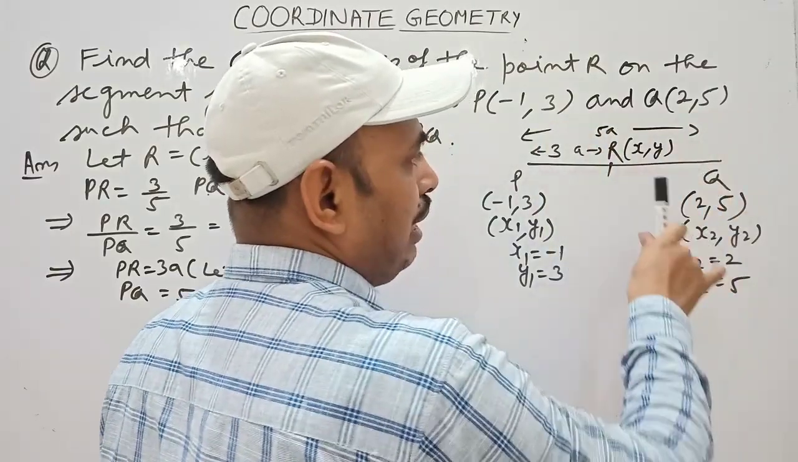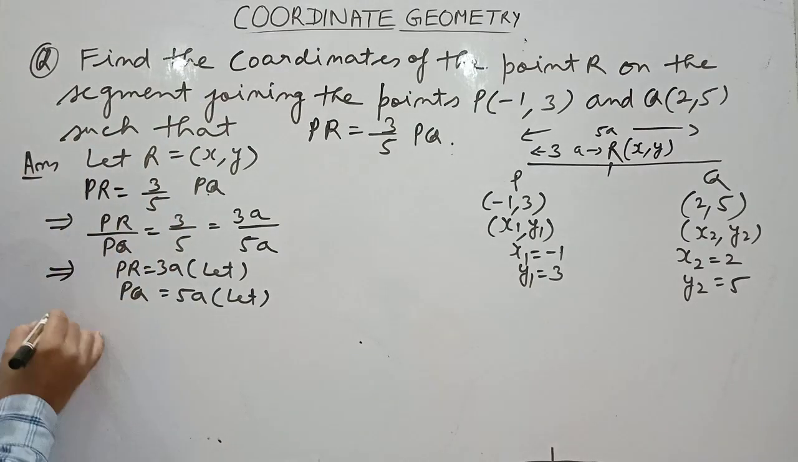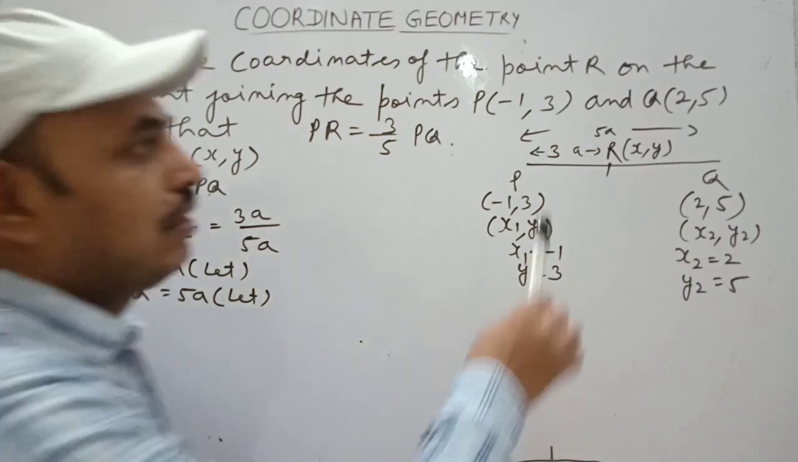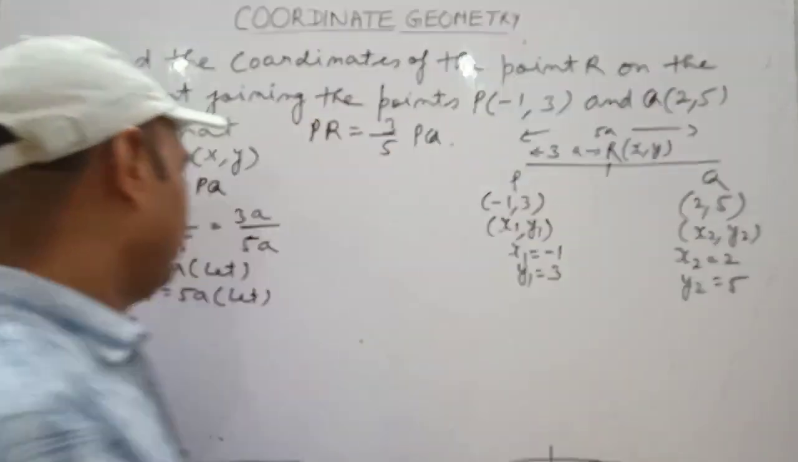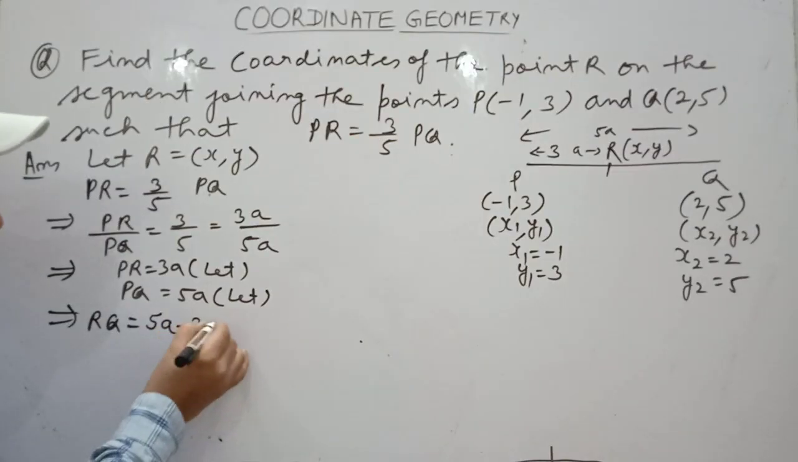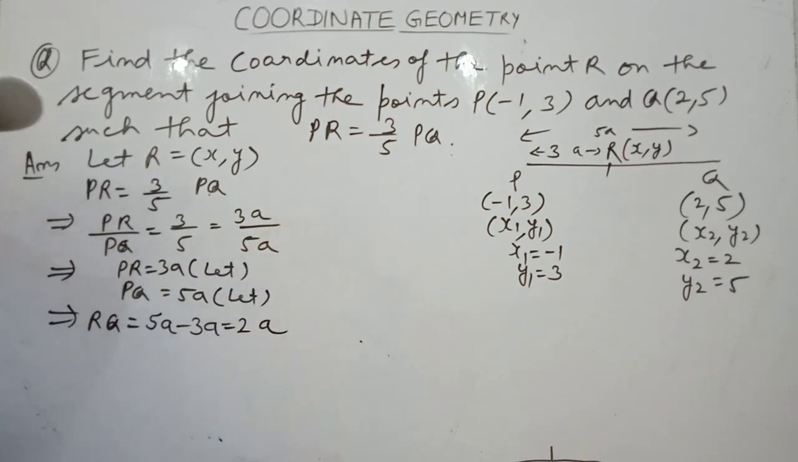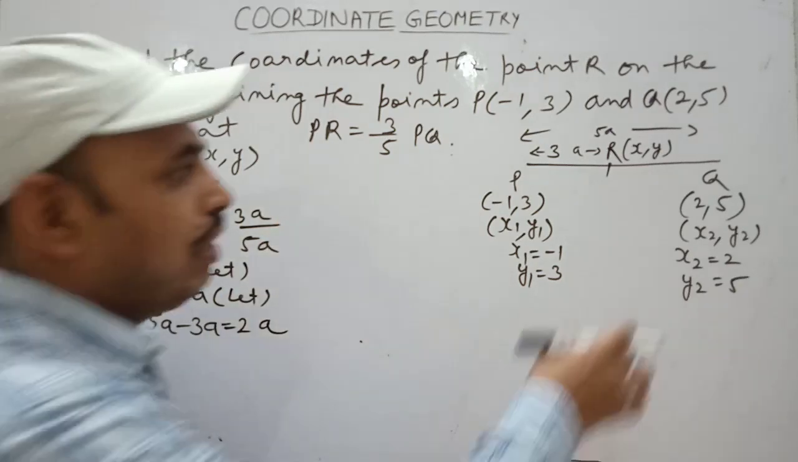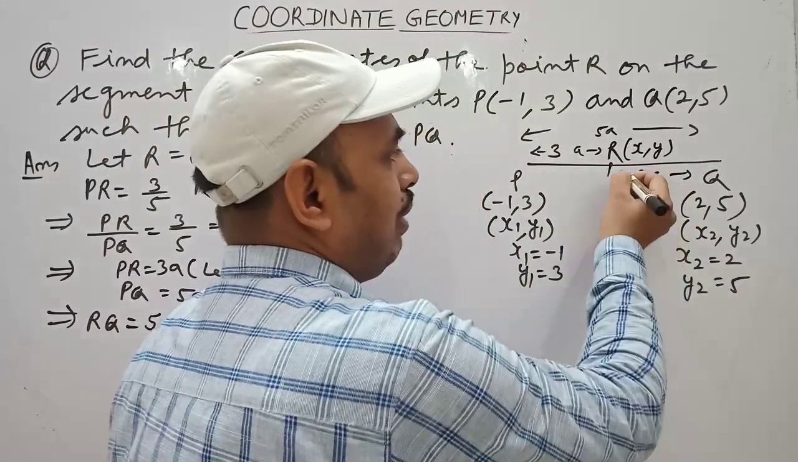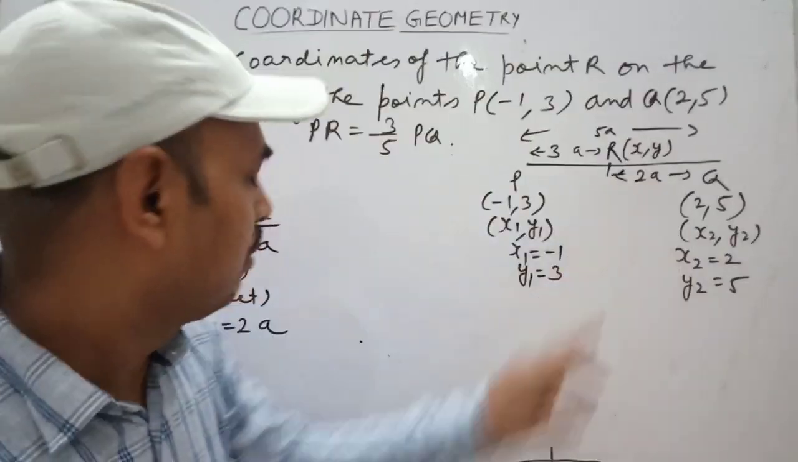But I have to find the length of RQ. So what is RQ? RQ is 5A minus 3A, which is equal to 2A. So RQ is 2A. I have to find the ratio of PR upon RQ.